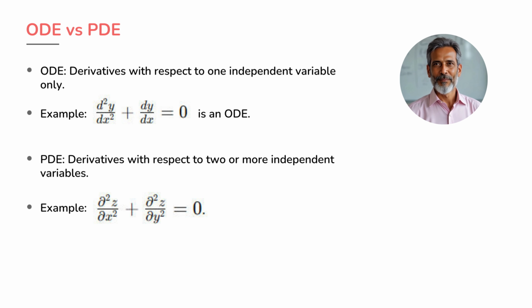Family 2, partial differential equations or PDEs. They involve derivatives with respect to more than one independent variable. For example, del squared z by del x squared plus del squared z by del y squared equals 0. In class 12, we'll stick to ordinary differential equations. Don't worry, partial differential equations are like the Avengers of mathematics. They'll come later in physics and engineering.